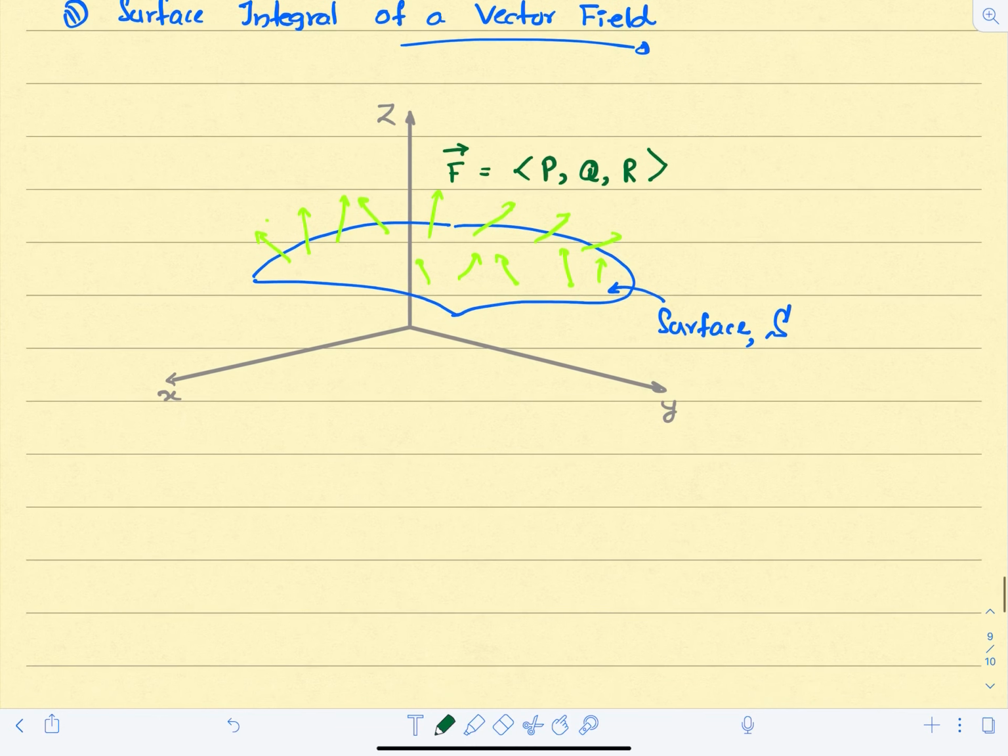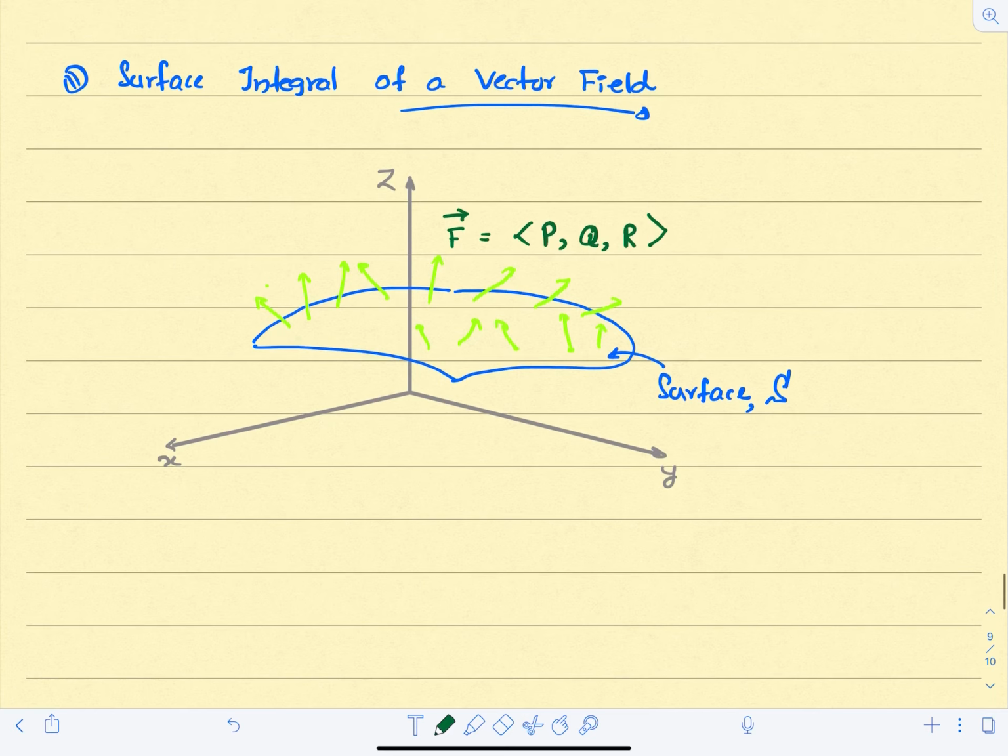Now let's define the surface integral of a vector field. If you recall the line integral of a vector field, what we did was we considered the tangential component of the vector field along the line or along the path. But now when we consider the surface integral of a vector field, instead of taking the tangential component, we take the normal component to the surface S.